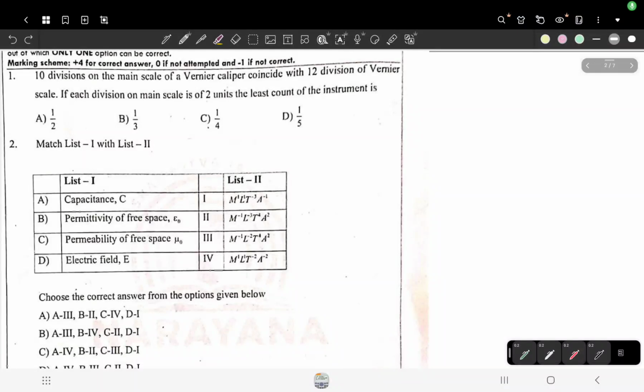So good evening everybody. Today's paper is RPT1, which is on units, dimensions and measurements. So let's talk about the paper and solve it as soon as possible.